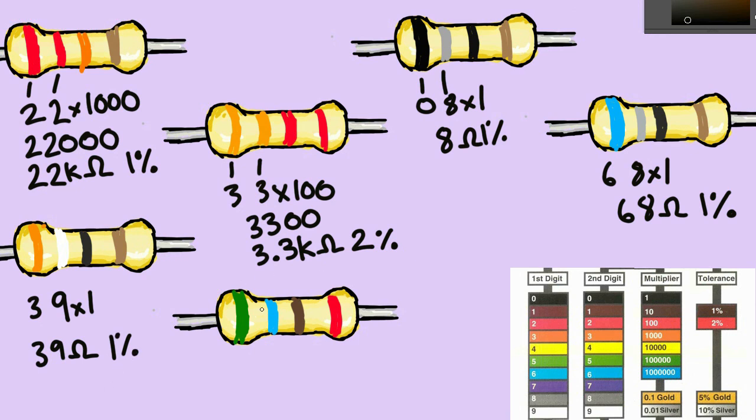Look at the last one. Here we've got green, so we've got 5. A blue, so we've got 6. Then we're going to multiply this with brown, which is 10, which gives us 560 ohms. And we've got 2% tolerance.